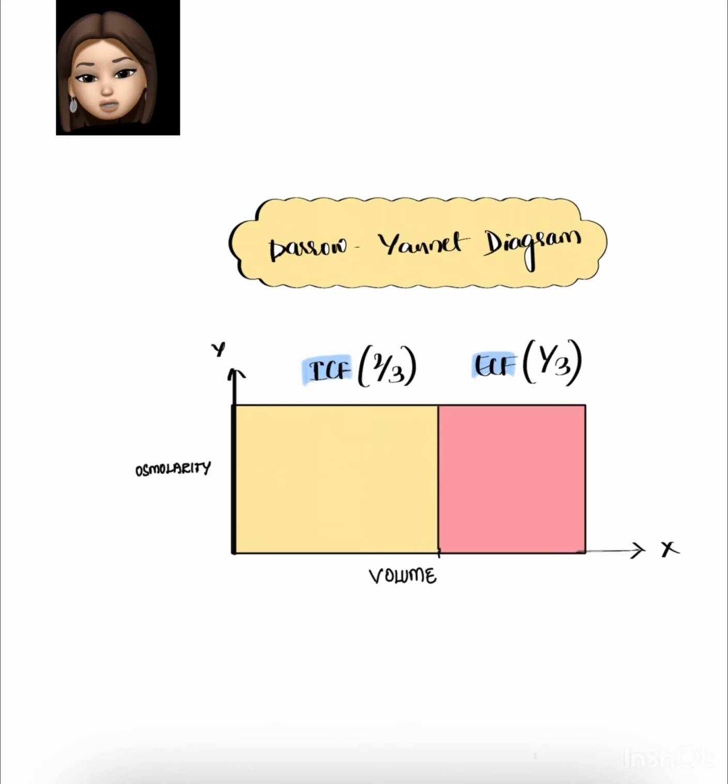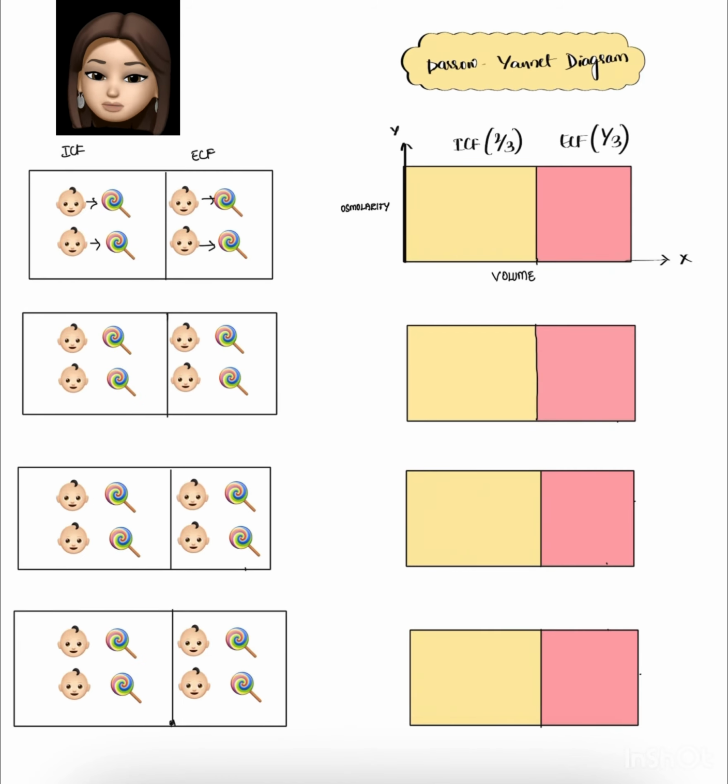Consider volume on x-axis and osmolarity on y-axis. Suppose one kid and one candy is removed from the extracellular compartment. There will be no movement in any other compartment because everyone is having one candy. So they are all happy. Now there won't be any movement. There is no change in osmolarity because candies are equally distributed, and now only the change will be in the volume. Volume will be decreased in the extracellular fluid.